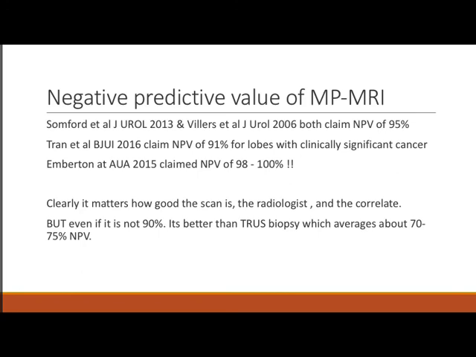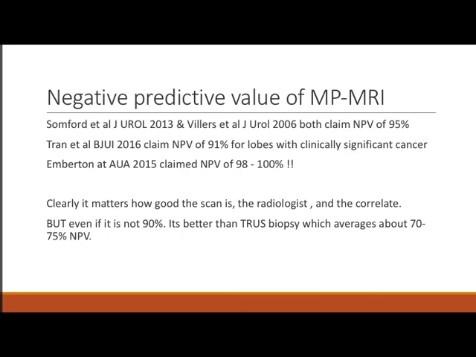So when you're talking to a man on active surveillance and you say you can either have another 12-core systematic biopsy or you can go and have an MRI, I would say that the negative predictive value is better. That's using a different gold standard. I mean, one is using a needle biopsy as a gold standard, the other is using histology and radical prostatectomy as a gold standard. I can't compare those.